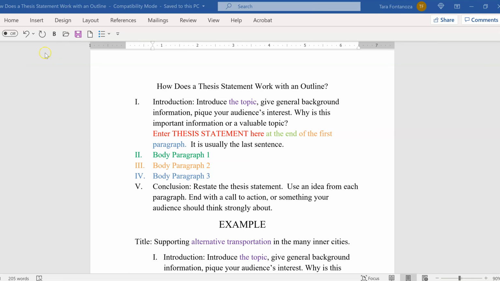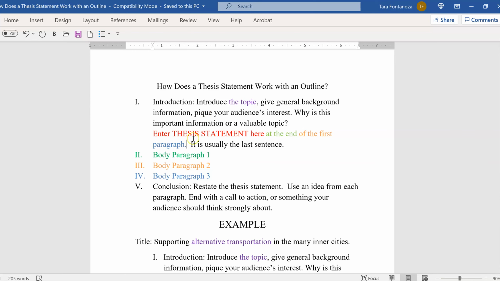As you see here, I have some introduction information, and it says introduce the topic, give general background information, and pique your audience's interest. Why is this important information or a valuable topic? I usually give something of a background. I can put a definition in here. I can put a famous quote in here. I can start with my basic knowledge and move into what others may think about it. I do want to keep this brief depending on the length of my essay. Since we're doing a 5-paragraph essay, usually those are between 3 and 5 pages, and you can still keep it brief.